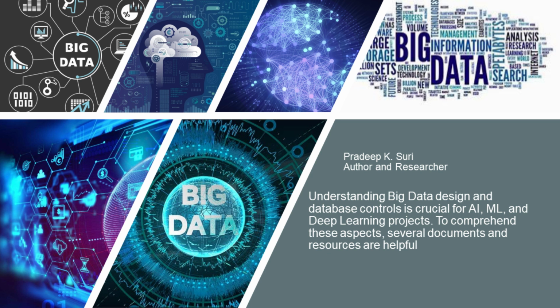1. Big Data Architecture Documentation. System architecture diagrams: these visual representations illustrate the components, interactions, and flow of data within the big data ecosystem. Data flow diagrams: detailed diagrams showing the movement of data through various stages, from collection to processing and storage.